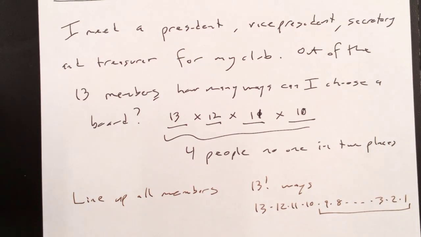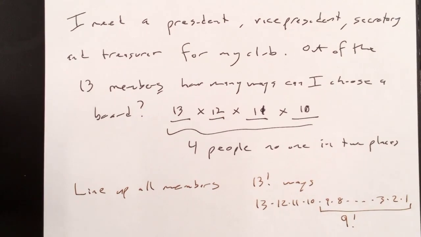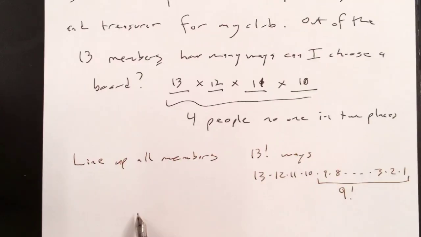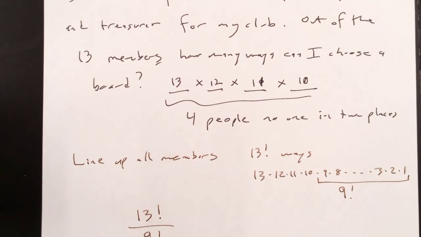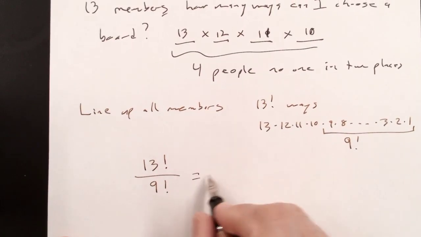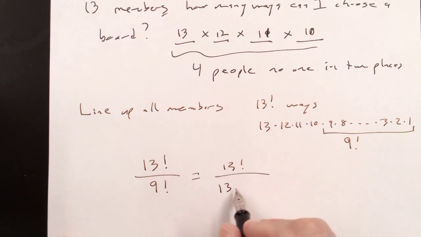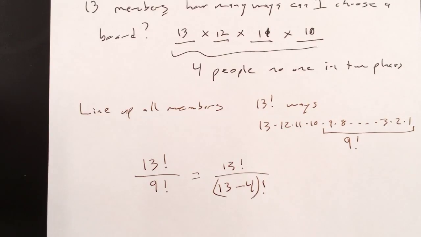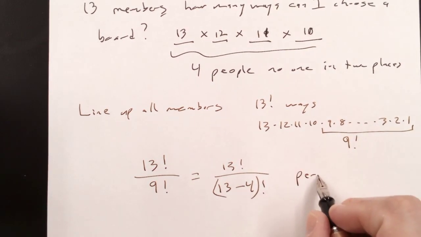So I could take the 9 factorial possibilities here, say, hey, those are all equivalent, and really what I need to do is this. But where'd the 9 come from? Oh, I was only choosing 4 people. So everything after the 4th person is equivalent to one another. I can divide those out. I like this idea. We're going to call this a permutation.